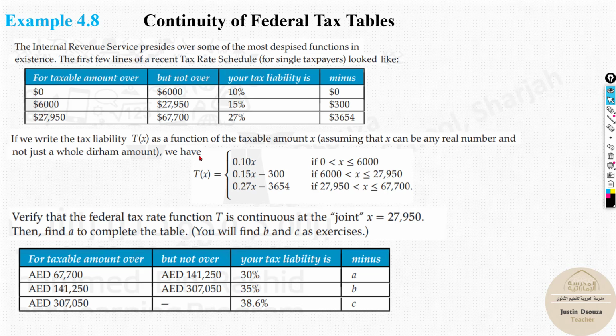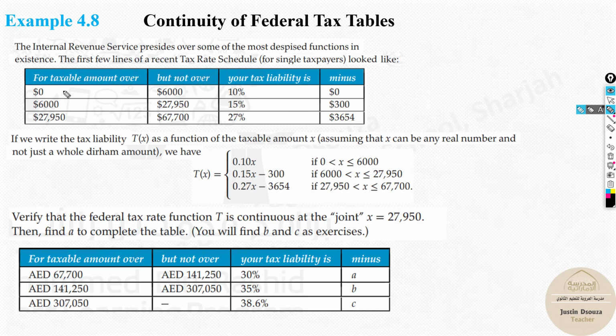As I told you, easy. There's a slightly more complicated problem. I mean, it's not complicated, it's also easy, but you can call it an interesting problem, a real world problem. This is about the Internal Revenue Service. You have plenty of equations in this. The first few lines of the recent tax rate schedule for single taxpayers look like this. This is the table, and you can get the function from this table. They have given one table and one function, and they have asked you to verify the federal tax is continuous.